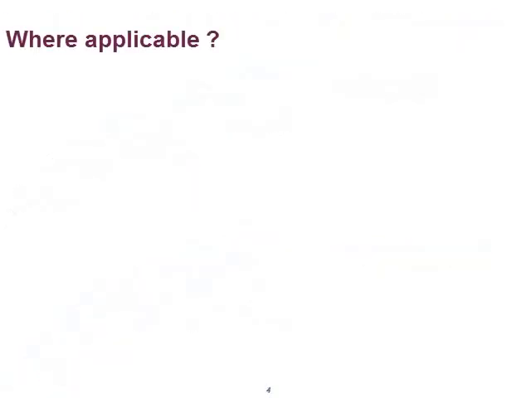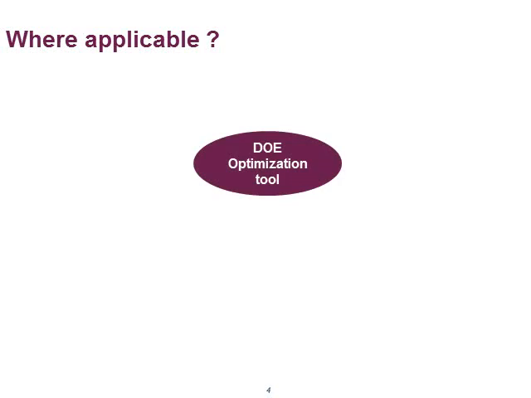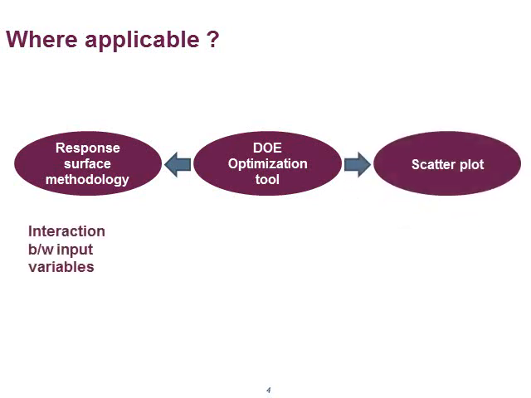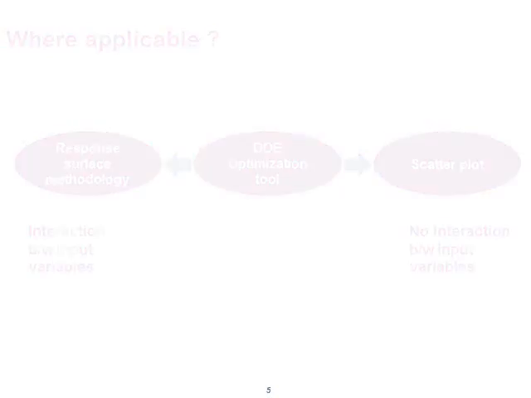Where it is applicable, we have two DOE optimization tools. The first one is RSM, which is called Response Surface Methodology, and the second one is the scatter plot. RSM is used when an interaction effect exists between two or more input variables, and the scatter plot is used when no kind of interaction exists between input variables.